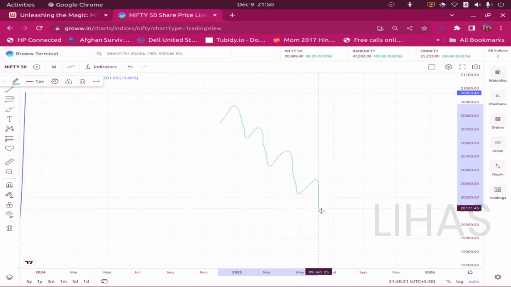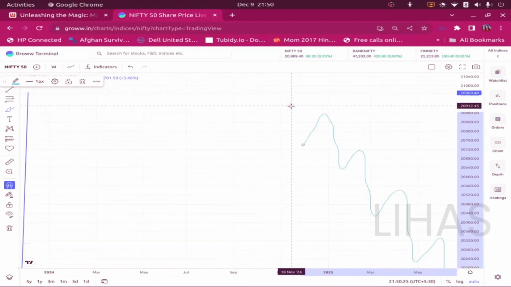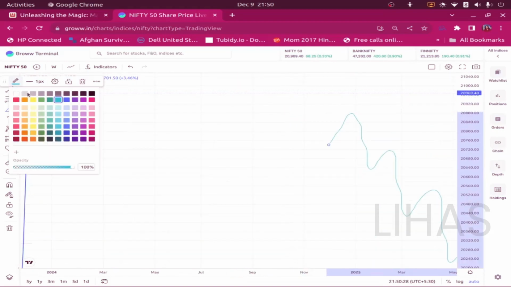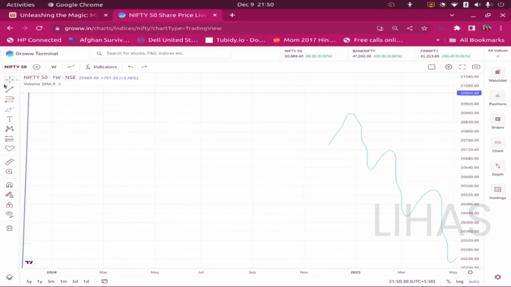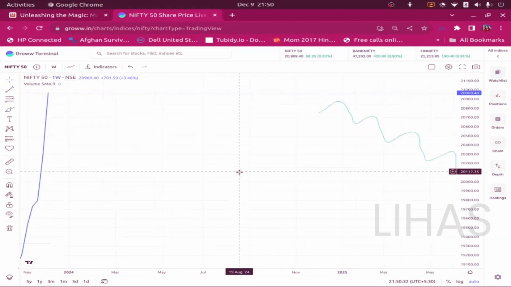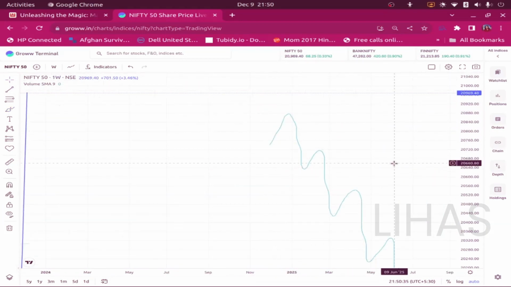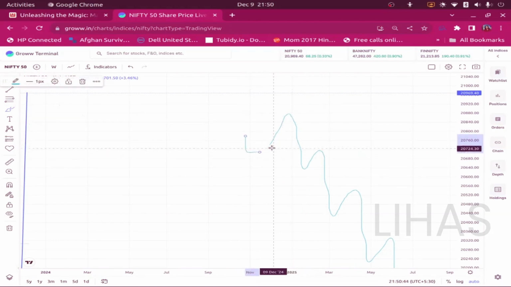Now what do you observe here is that the opposite is happening. You can see that just the opposite is happening. First of all, the low was here, right? And it tried to go up, but it went down. And the next low was this, and this is lower than the first one.